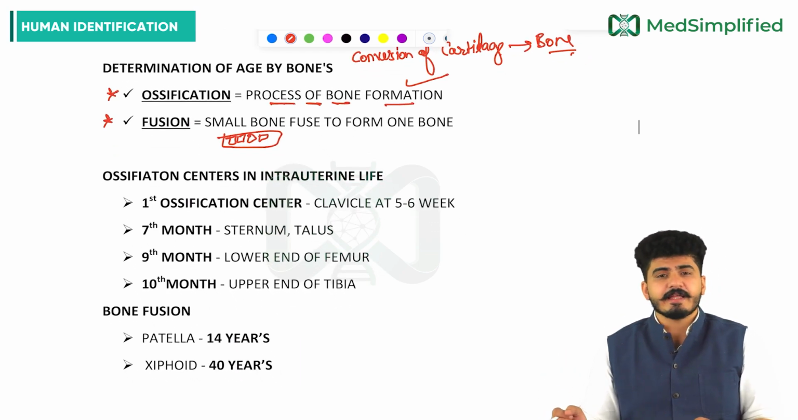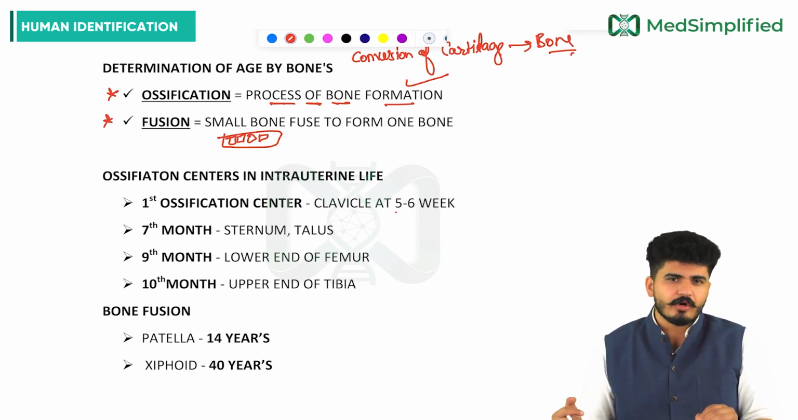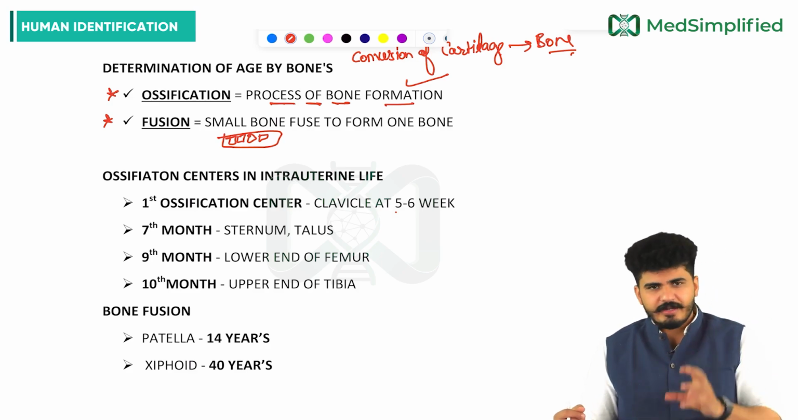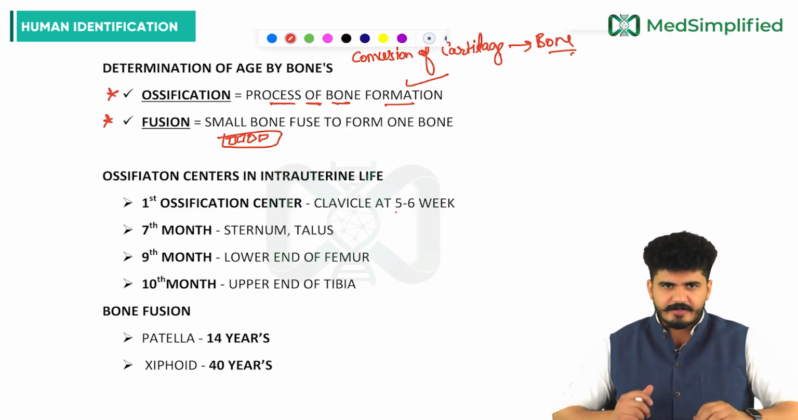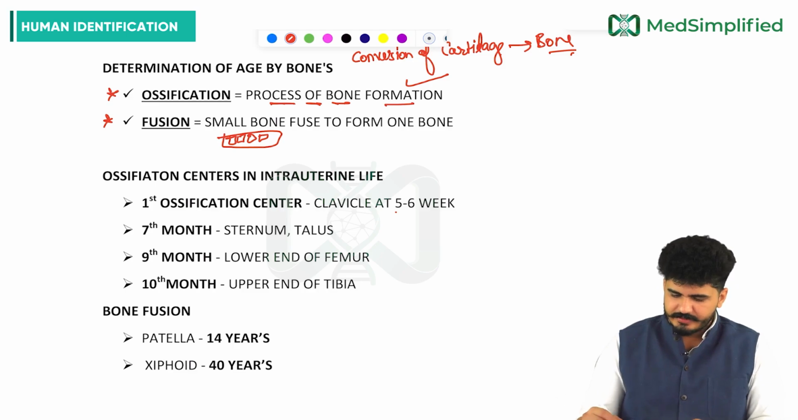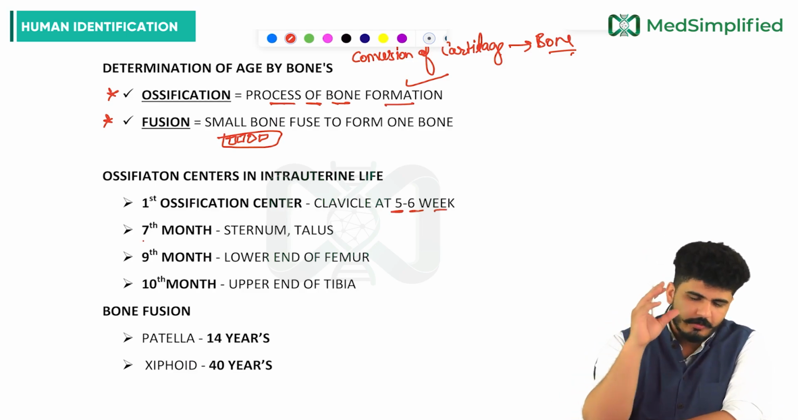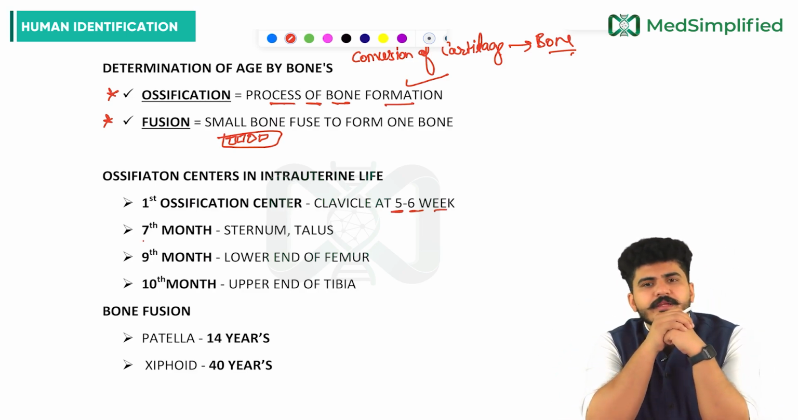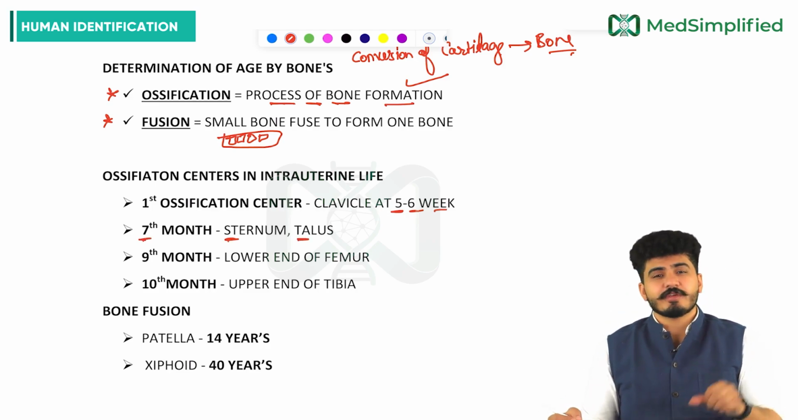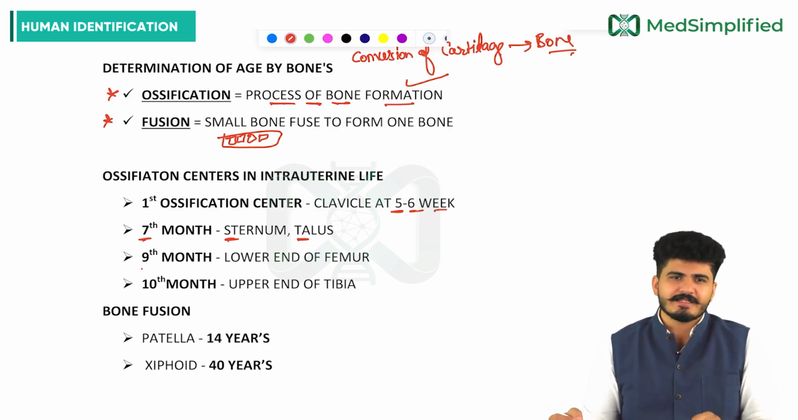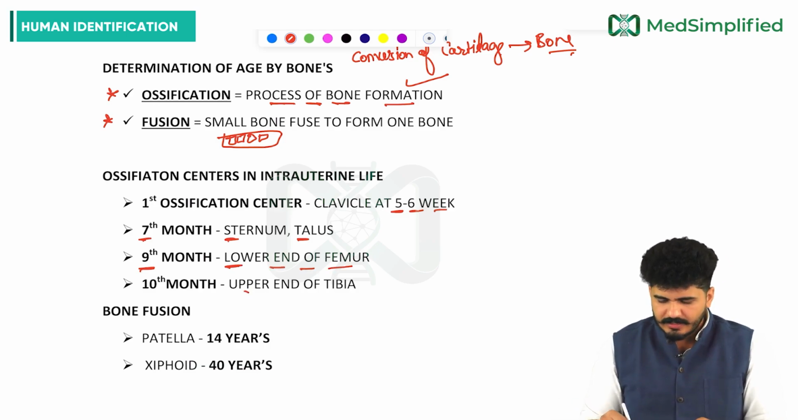Now, ossification centers in intrauterine life. When the baby is inside the uterus, the ossification center appears when cartilage is converted into bone. So the important ones we'll learn right now, sir. First ossification center, clavicle, 5 to 6 weeks. And if I tell you, the most common bone to fracture in the body would be the clavicle only, my dear friends. 7 months, S for 7, sternum and talus. 9 months, lower end of femur, and 10 months, upper end of tibia.